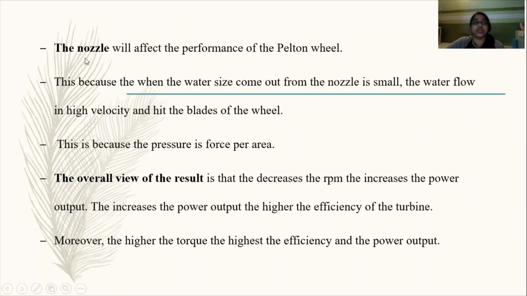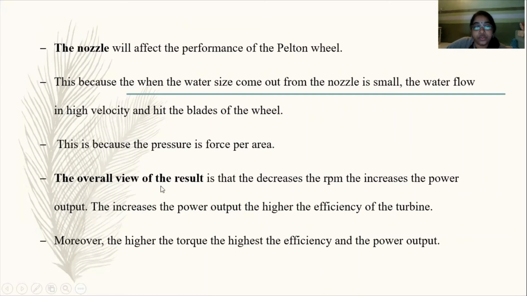The nozzle actually affects the performance of the Pelton wheel, so the nozzle plays an important part in the Pelton wheel experiment. This is because when the water coming out of the nozzle is small in size, the water flows at high velocity and hits the blades of the wheel. This is because pressure is force per area.